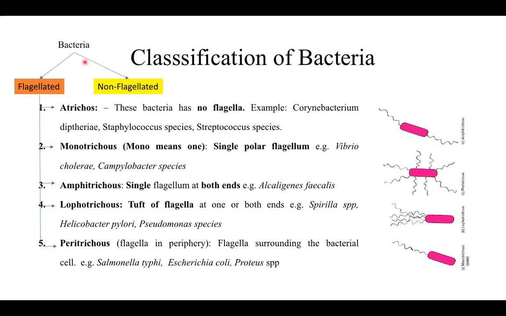Again, I am going to repeat it. Based on the presence of flagella, the bacteria are classified into flagellated, those bacteria which have flagella, and non-flagellated, those bacteria which do not have flagella. The flagellated bacteria, based on the distribution of flagella, are further classified into monotrichous, amphitrichous, lophotrichous, and peritrichous.